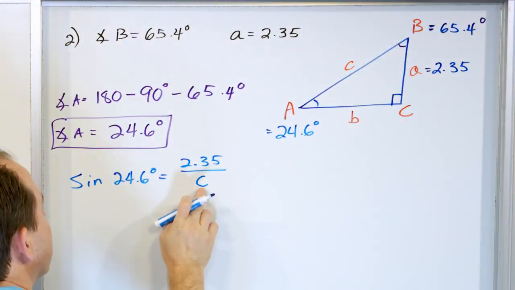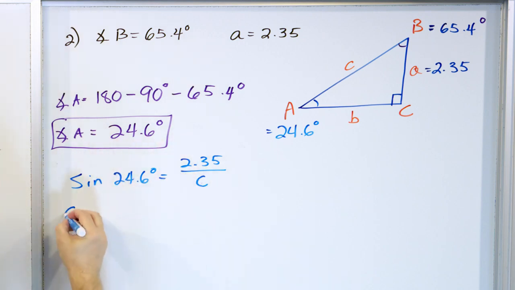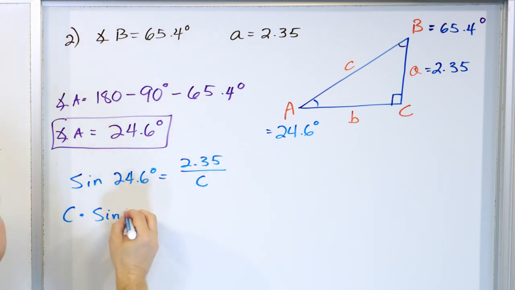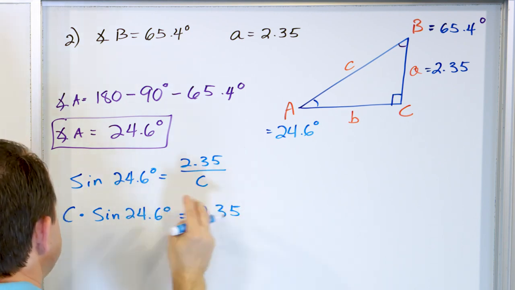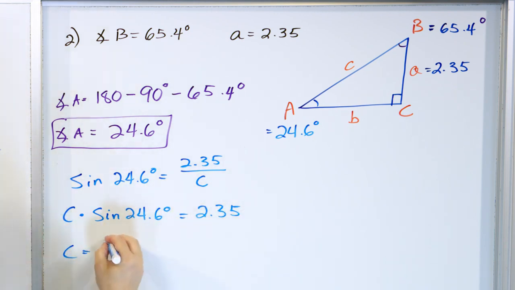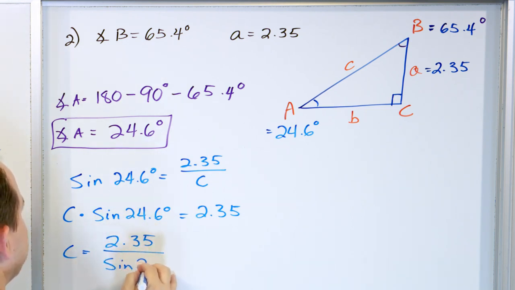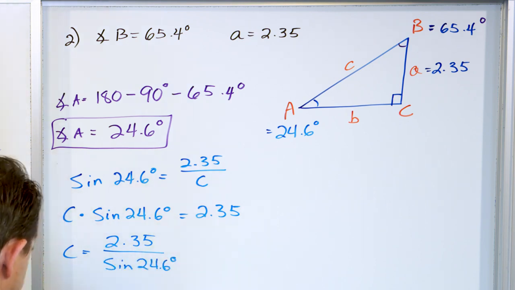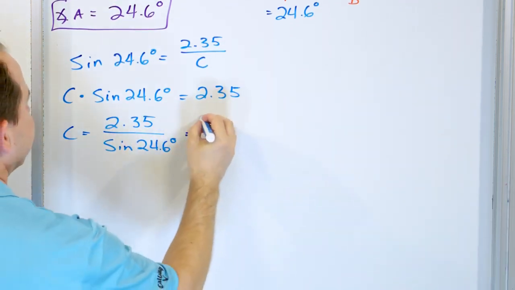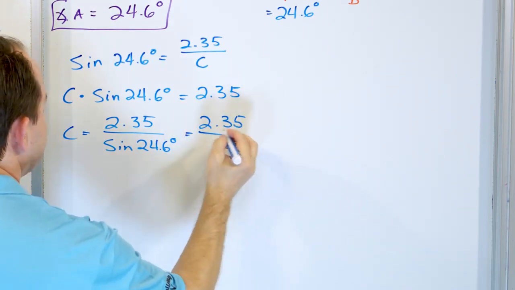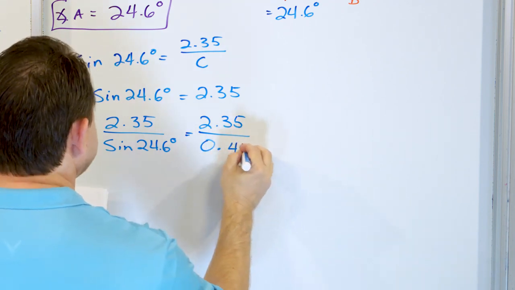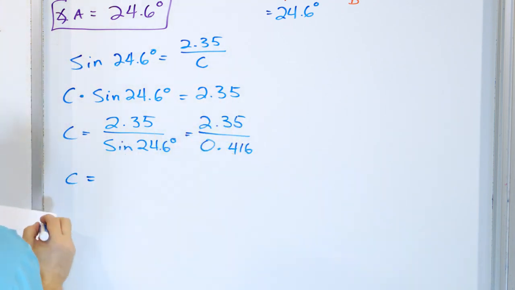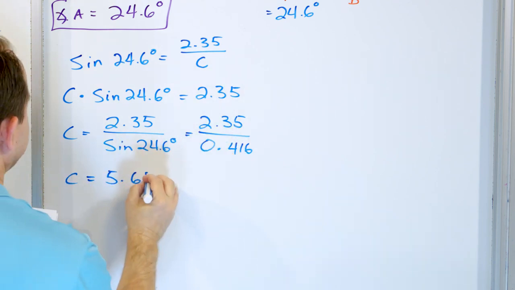Now we want to solve for the variable C. If we multiply both sides by C, we get C multiplied by the sine of 24.6 degrees equals 2.35. Then if I divide, C is equal to 2.35 divided by the sine of 24.6 degrees. The sine of 24.6 degrees works out to be 0.416 in a calculator, and then 2.35 divided by this, you get 5.65.